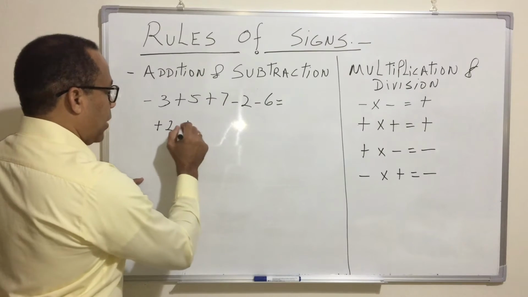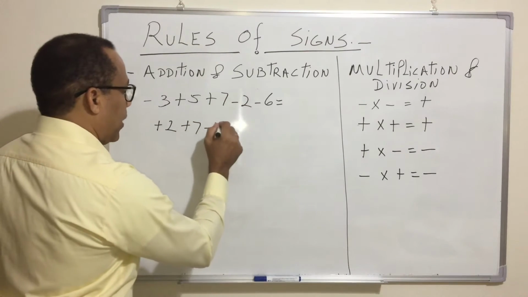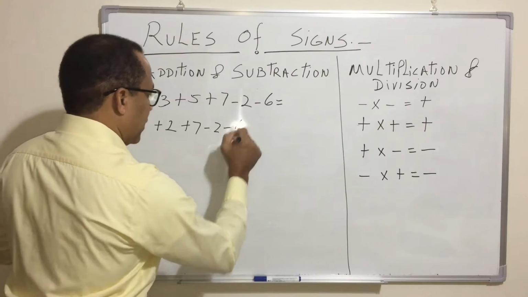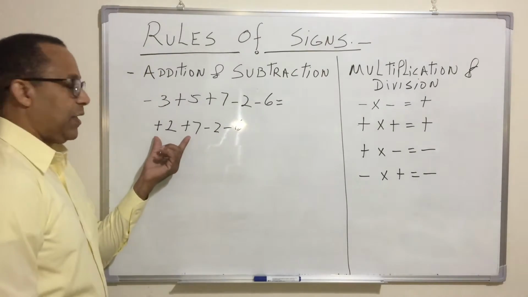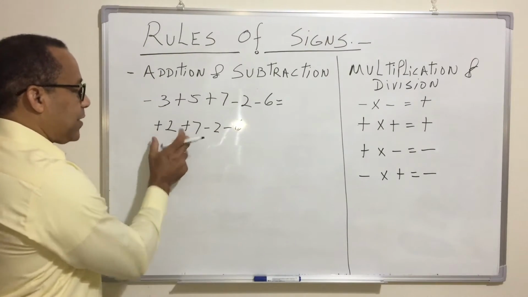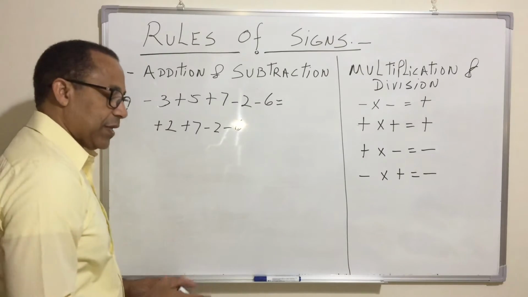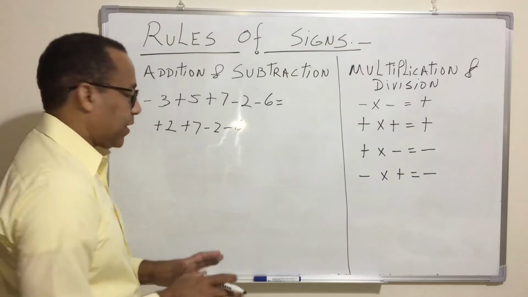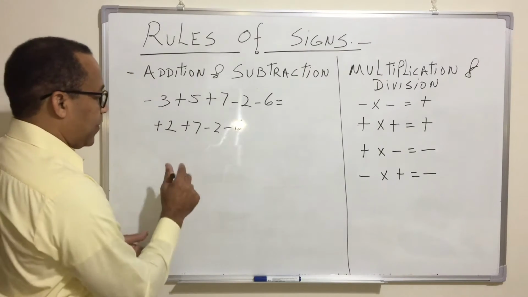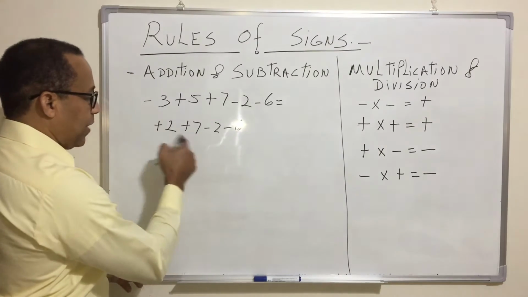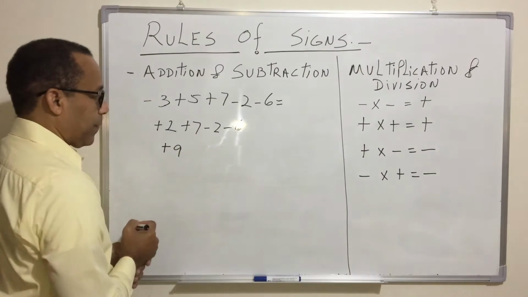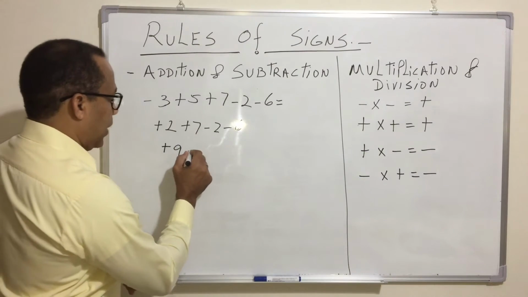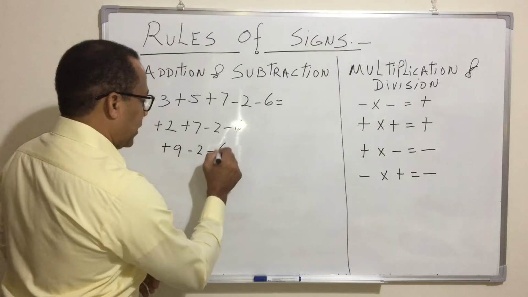Now I just bring down the 7, I bring down the minus 2, I bring down the minus 6. Now, I'm solving this too. The signs are the same. The rule says when the signs are the same, we add the numbers and we copy the same sign. So I'm just going to add 2 and 7, which is 9, and I copy the same sign, which is plus. Bring down the negative 2, bring down the negative 6.